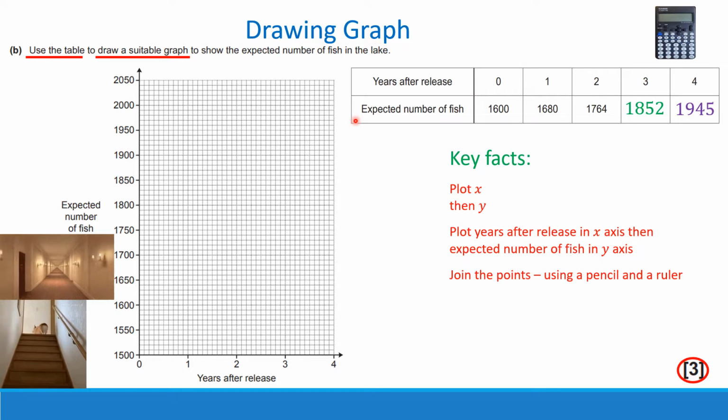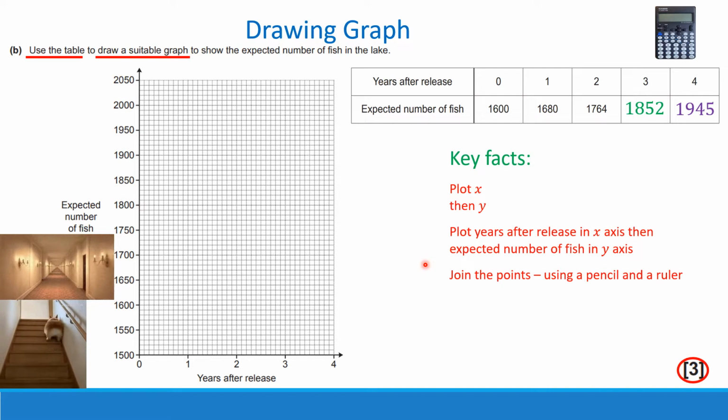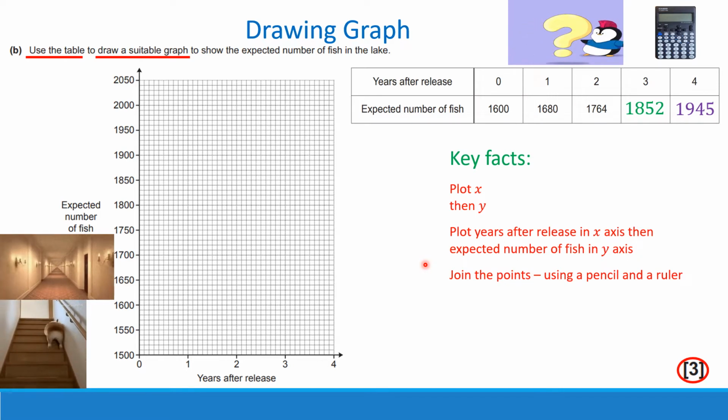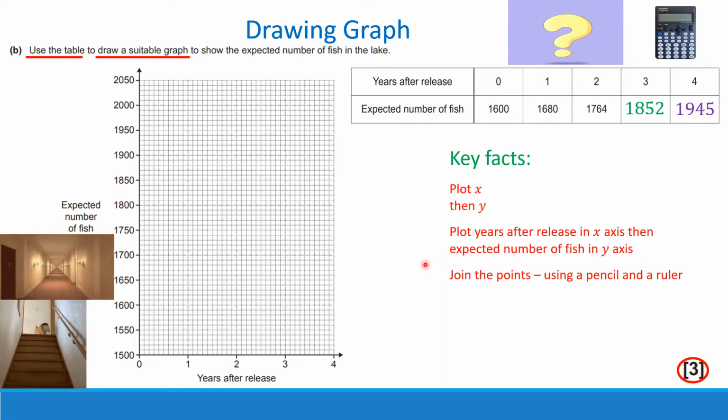Now we're then going to join the points together using a pencil and ruler, or if they're not in a straight line, then you're going to use a nice smooth curve, depending on what the points do. So make sure you use your pencil and ruler if they're in a straight line, or a smooth curve if they're not. Press pause, have a go at drawing out the axis, plot the coordinates, and then press play when you're ready to hear the answer.